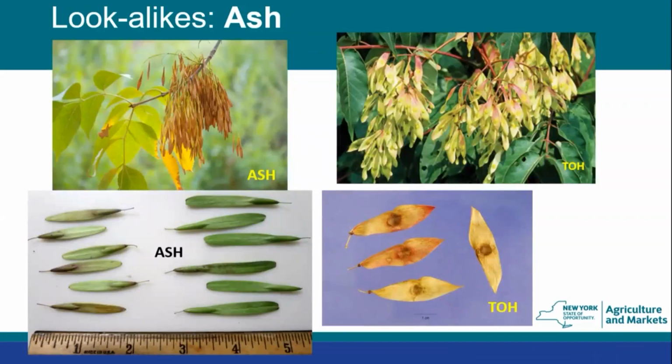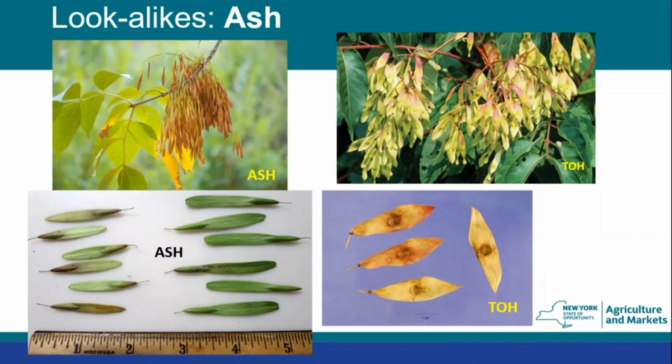Next page. The samaras on ash, as I mentioned, are single samaras, very much like tree of heaven. But here's a side-by-side comparison. The top on the left is the ash, top on the right is tree of heaven. Looking up from the ground, they look very similar. They're clustered samaras. They change in color. The tree of heaven ones are a little bit thicker, a little bit wider. The ash samaras are a little bit thinner.